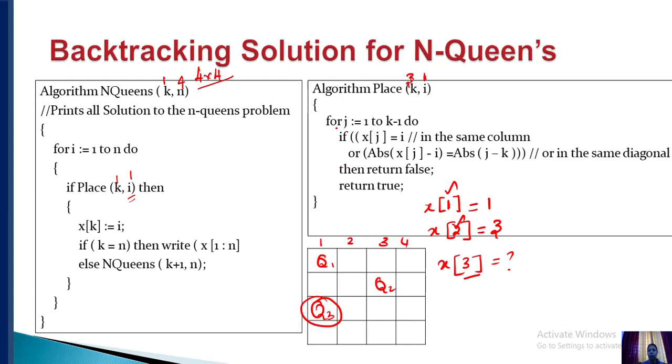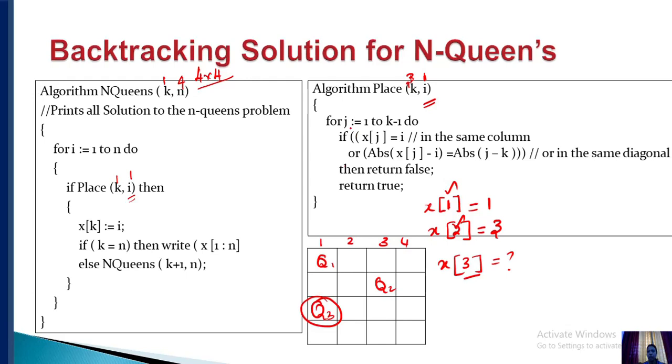So the j will be going from 1 to k minus 1, which means for the third queen, we have to check the previous 2 queens, right? So it will be going from 1 to 2, the previous 2 queens. And then when it comes inside the for loop, it will check for the jth queen. For this 3, every time it will be checking whether this particular position 1 is already available or not. So this is the position we want to check, right? For the third queen, is this position number 1 suitable or not?